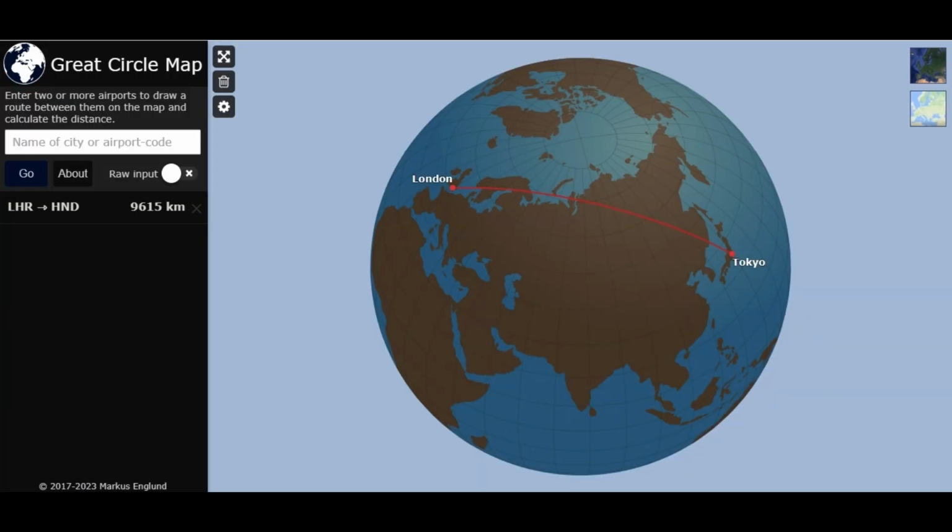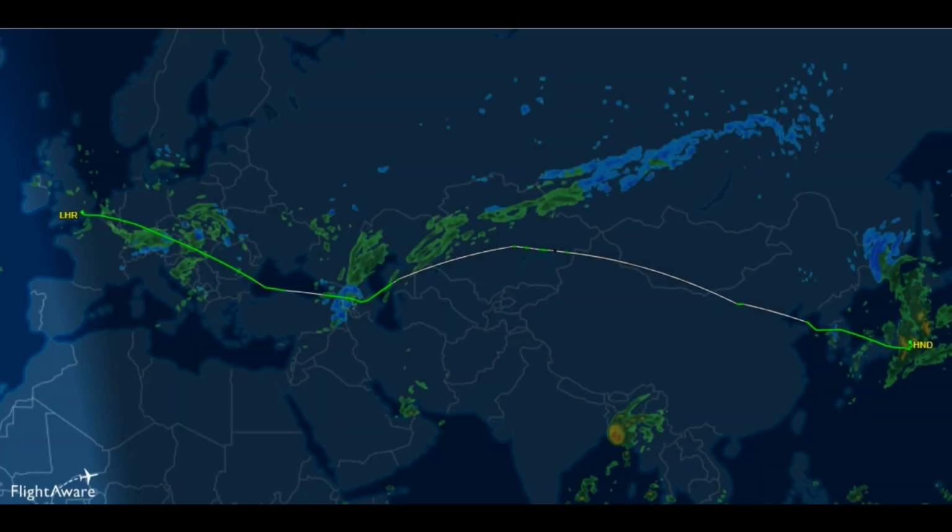And also London to Tokyo, where the Great Circle is 9,600 kilometres, which would put the average speed at about 675 kilometres an hour. But again, due to political considerations, the actual flight path takes 12,700 kilometres, so over 3,000 kilometres, or about a third longer than the Great Circle route. And that bumps up the average speed to about 890 kilometres an hour. So again, a pretty normal figure for what we'd expect.